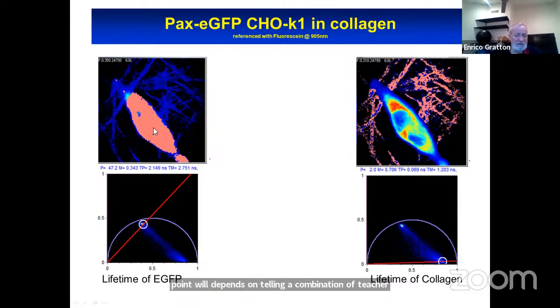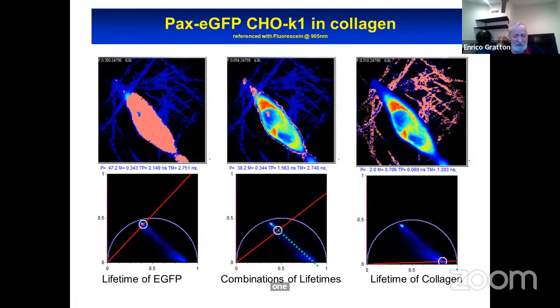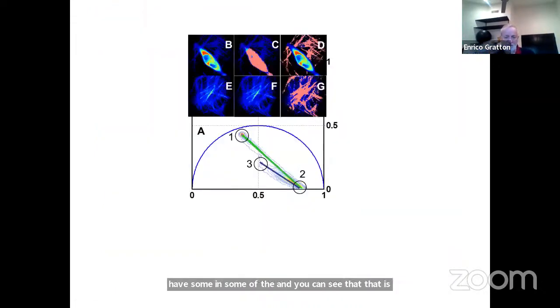So that means that if we have a sample like that, we can distinguish immediately the point where we have one component, which would be that one, and the point where we have another component that will be the other one. And then the points which are a combination of whatever is the background and the linear combination will work only on the body of the cell, because those are the points in which we have some EGFP and some of the background. And you can see that it is easy to distinguish, and that will show you the things in a different way.